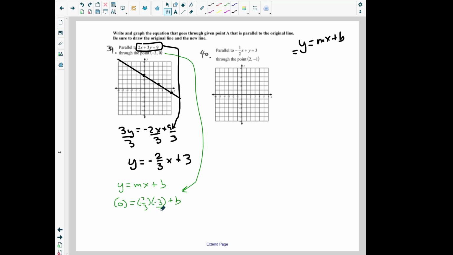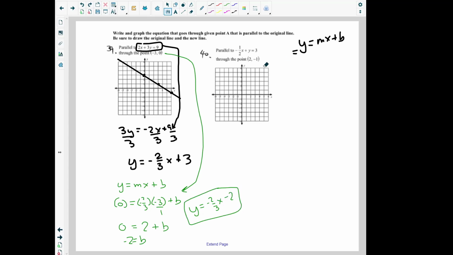Now, I really should have put this over 1 to make my life easier, which I'm going to do. So 0 equals. Here, the 3's reduce. The negative times negative is positive. So basically, I get 2 plus b, which makes b equal negative 2. So the final answer is y equals negative 2/3, because parallel lines share the same slope, x minus 2.